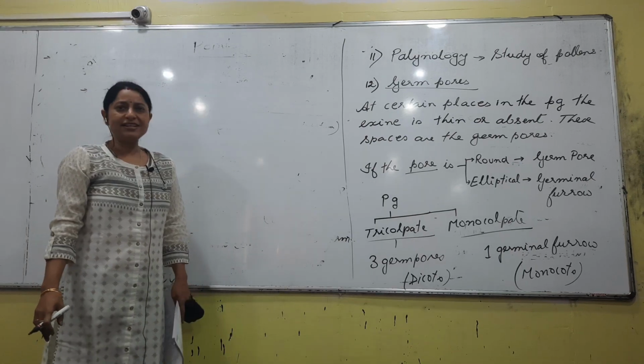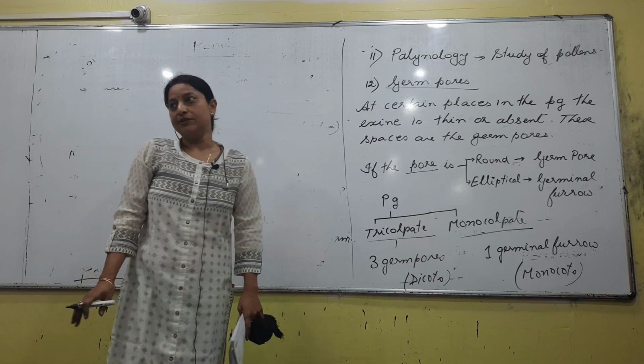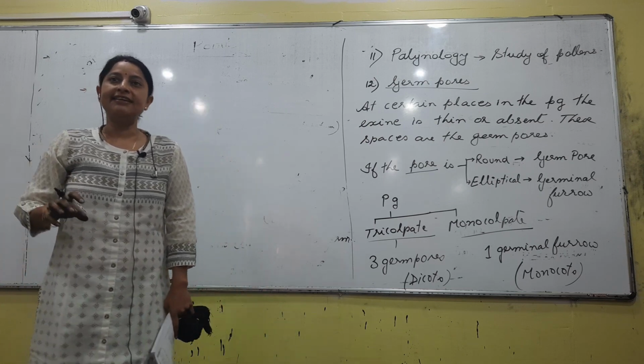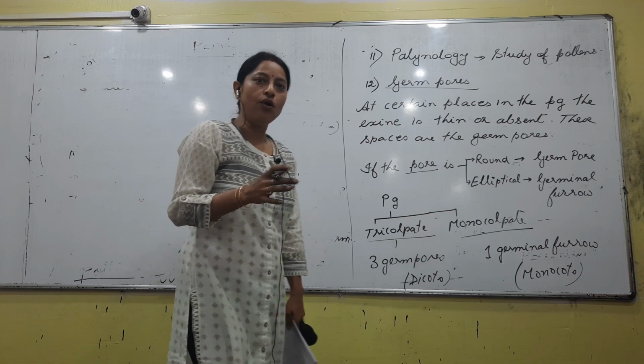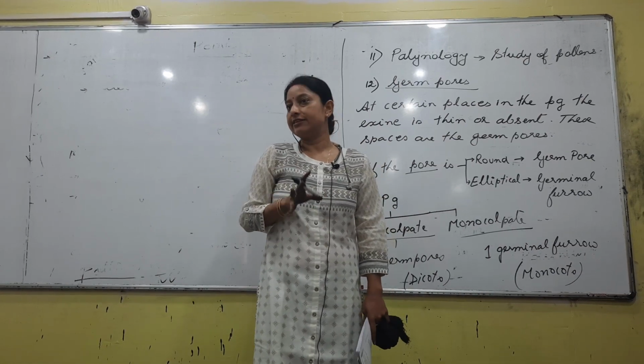Okay, I have given some extra here, it is not that important, okay. So we know something called a germ pore. What is a germ pore? This is that area where the exine is either thin, or without sporopollenin, or the exine is absent. That area is called a germ pore.